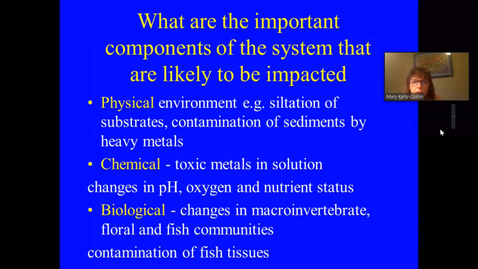Then what are the components of the system likely to be impacted? So you have to think about the physical environment, the chemical environment, and the biological environment. So the physical environment, it will be impacts on hydromorphology. So the major one would be siltation or contamination of sediments by heavy metals.